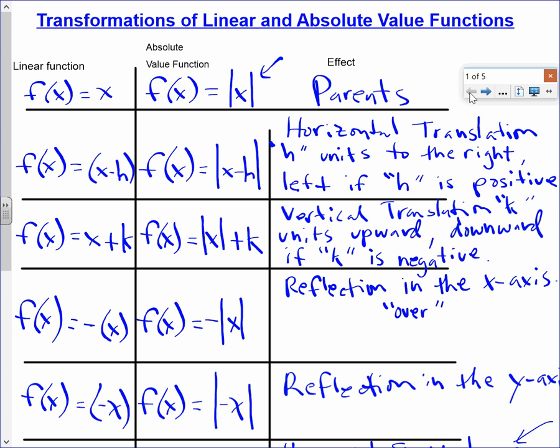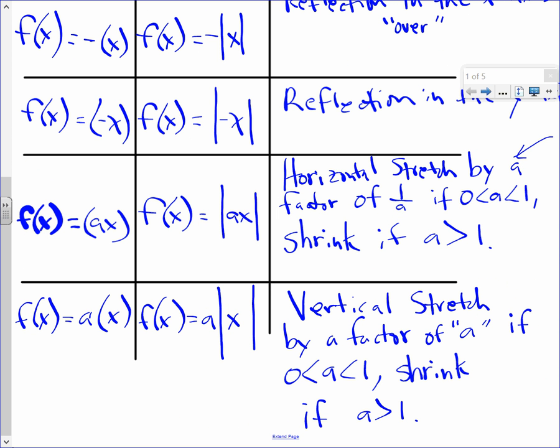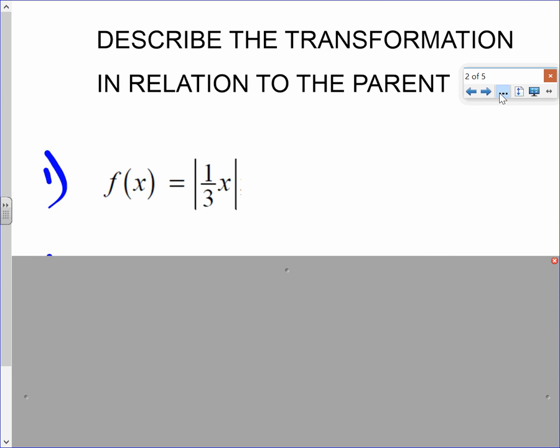Okay? So what's going to be then? Watch. Stretch by a factor of 1 over A if A is a fraction. Here it is. So it's going to be a horizontal stretch by a factor of 1 over A. Watch it. Write it with me. Here we go. We're going to answer the question.